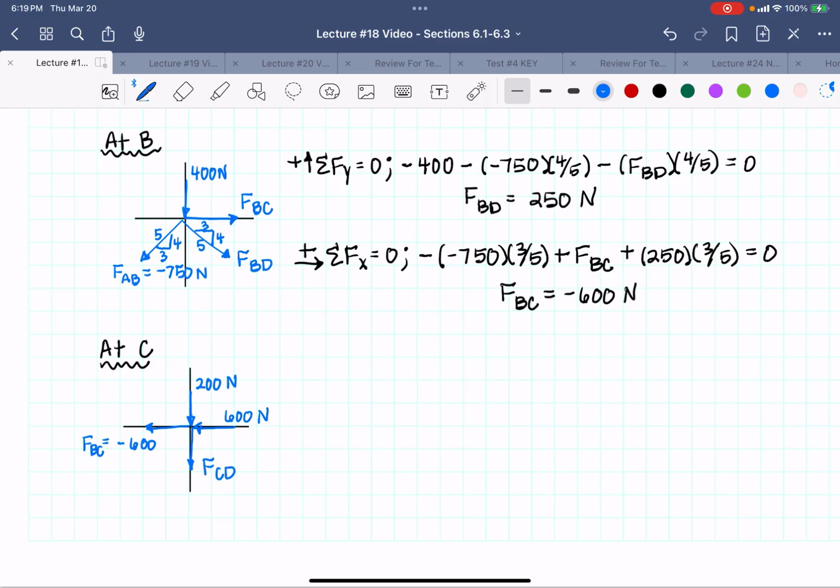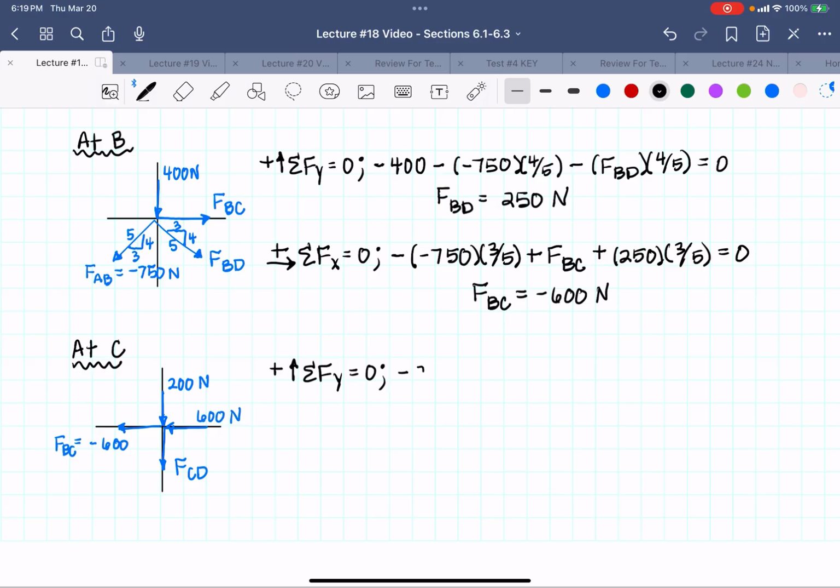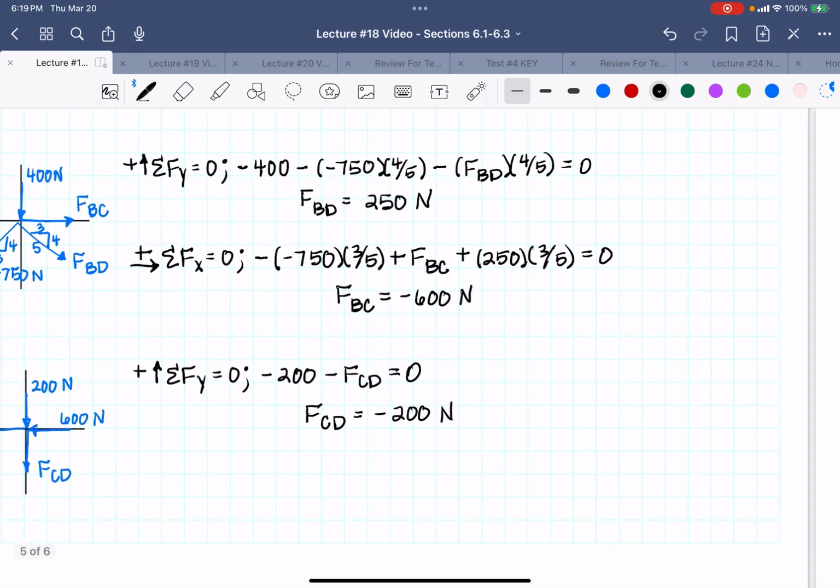So I'm going to use the forces in the Y direction because it is in the Y direction. And I'm going to assume upwards is positive. And I've got negative 200 going down from my support reaction. And I assumed negative FCD because it's in tension. But this is going to show me that FCD is going to end up being negative then, so it is actually in compression.